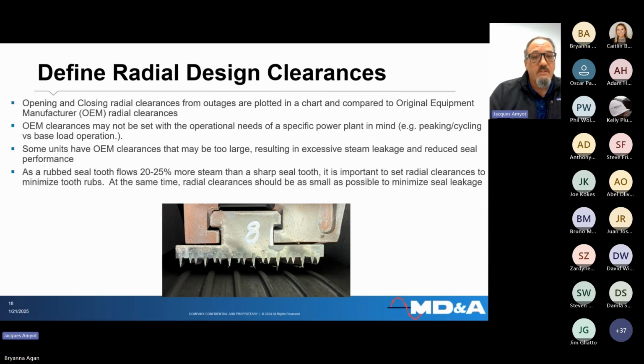If we see large, perhaps we'll discuss whether we want to tighten them up or if there's a reason why they were increased. Or as a rough seal tooth flows 25% more steam than a sharp seal tooth, we're trying to set radial clearances to minimize tooth rubs, and that would want you to increase clearances. However, we want them to be as small as possible to minimize seal leakage. So it's kind of a balance.